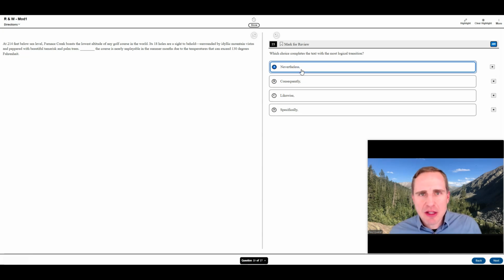Yes, we do say nevertheless, because even though people want to play on this golf course, it's surrounded by beautiful things and it's something to behold, the course is nearly unplayable. So unplayable is contrasted to a sight to behold. So we say nevertheless, because we introduce that contrast because of the high temperatures, people can't play the course in the summer. Okay, so let's move on.